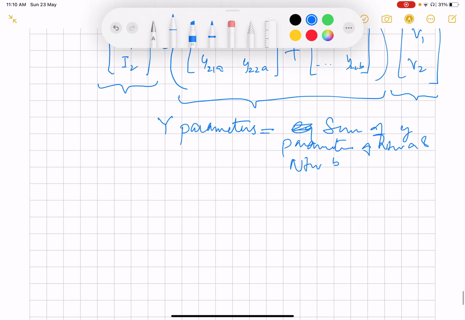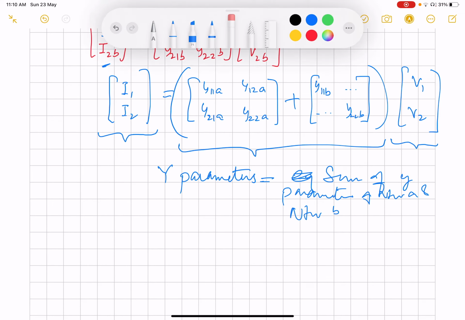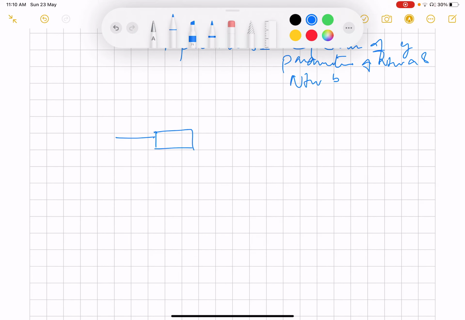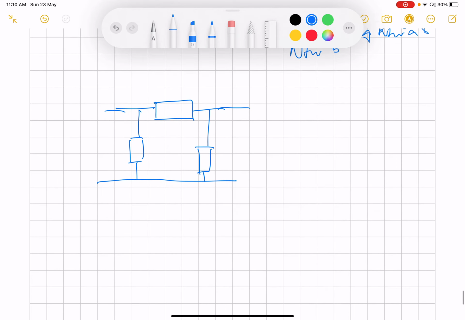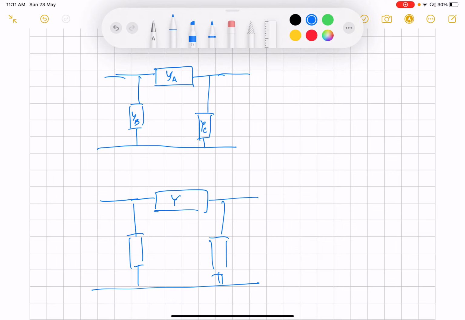Now, this was about the parallel connection. So, for example, on the last one we saw the T circuit, which is given like this. You have two T circuits and you connect them in parallel. Say, for example, this is YA, YB, YC, and another T circuit, and you're connecting them in parallel. Let me call this YD, YE, YF. And if I want to make a parallel connection, I will just connect these two sides. This is my V1, I1.